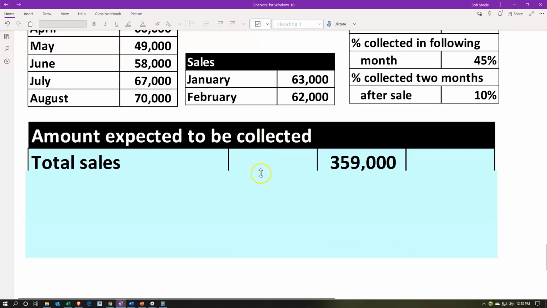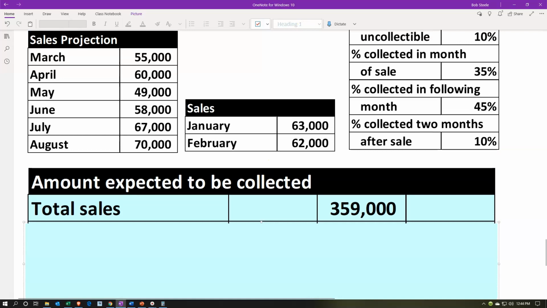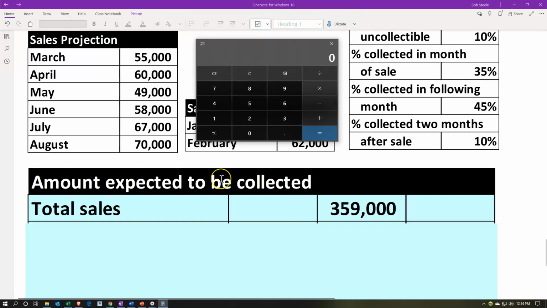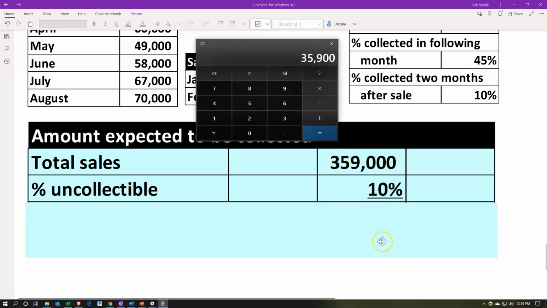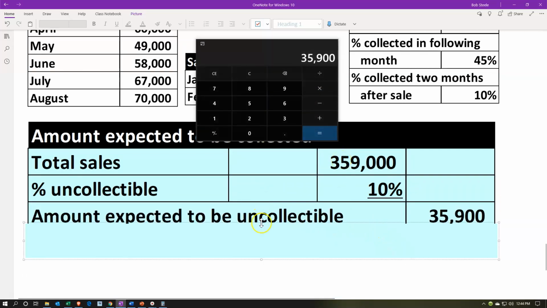So we're going to say, all right, if we take the total sales, that would be all the sales that we made in the period that we're looking at here, which would be the 55,000 plus the 60,000 plus the 49,000 plus the 58,000 plus 67,000 plus the 70,000. That would be 359,000. And then we're going to say times the uncollectible portion, 0.1, 10%. And that would give us then, we're not going to collect 35,900, we would assume.